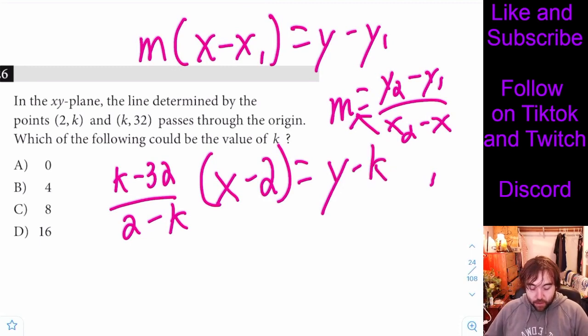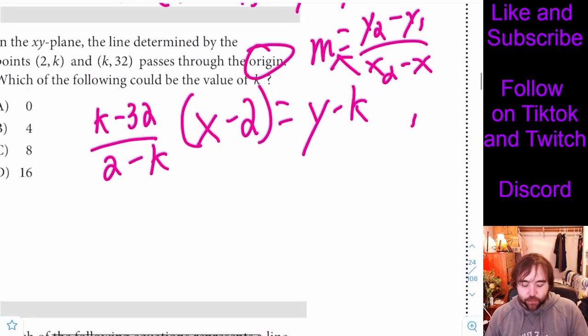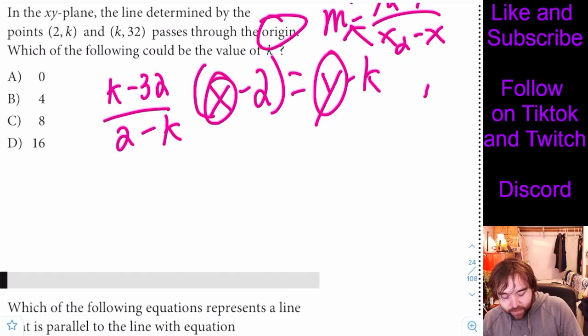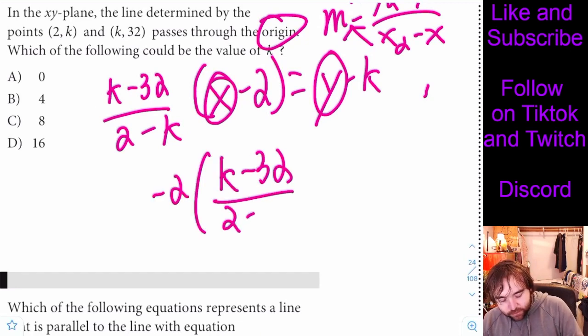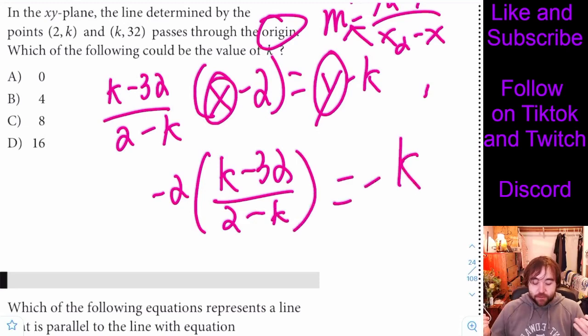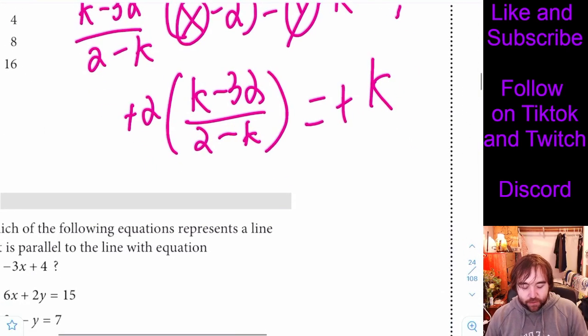So we do that, and that's the equation of this line in terms of K. But then what we can do is that we know it has to pass through the origin. So we can plug in 0 for x and y, and that will get us something we can solve for K. So that'll get us negative 2 times K minus 32 over 2 minus K equals negative K. And that's not bad, I suppose. We'll just cancel out the negatives.